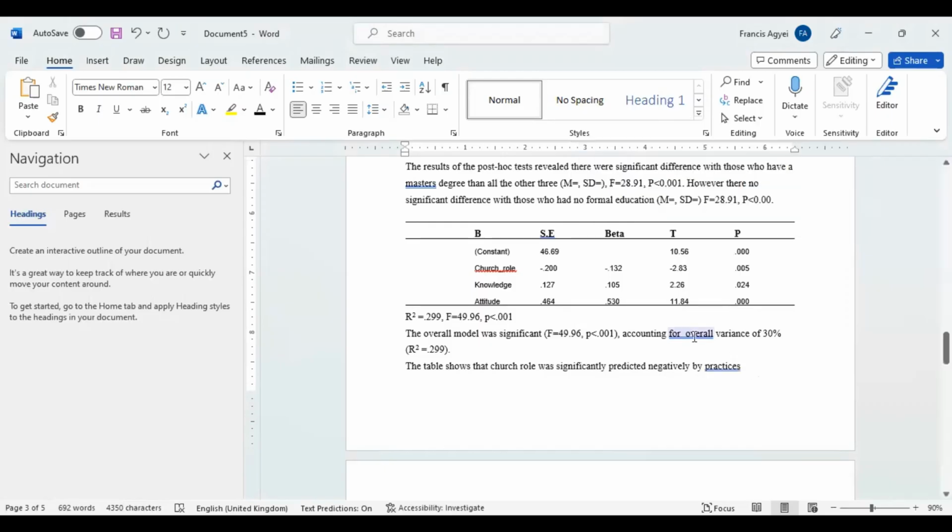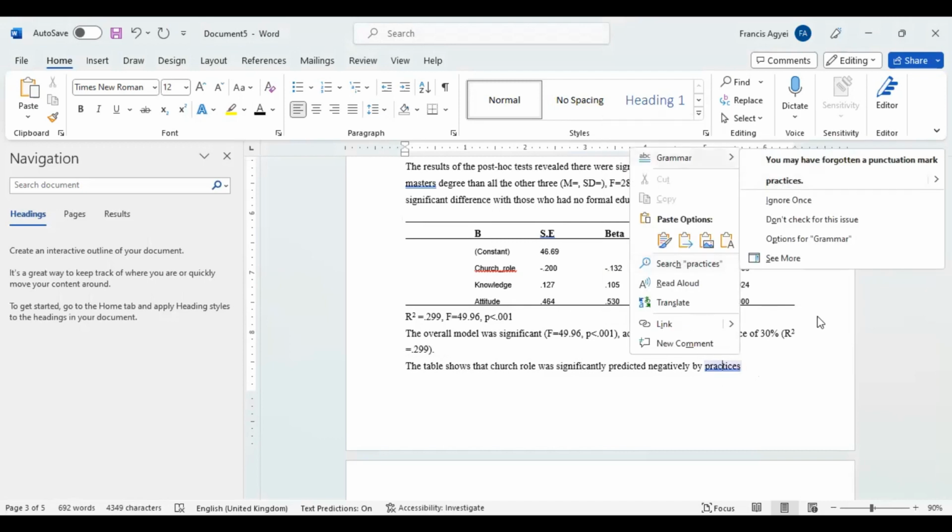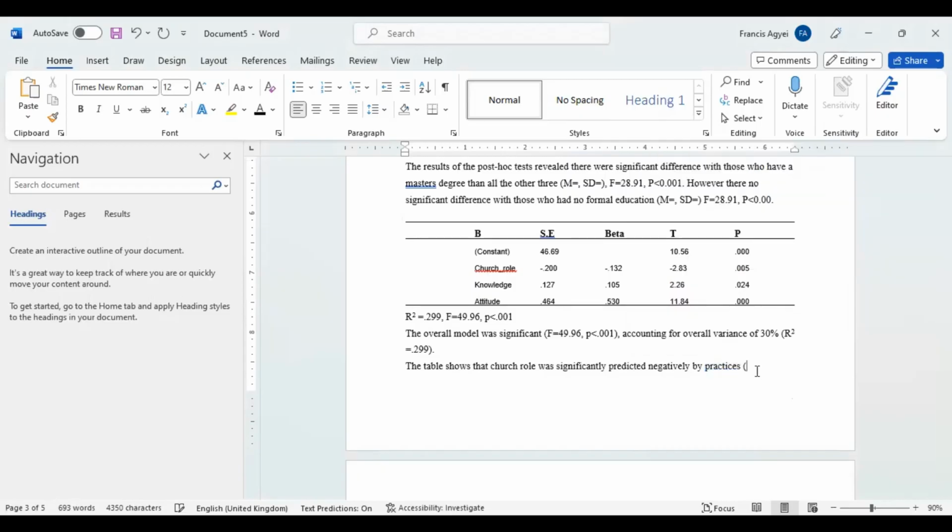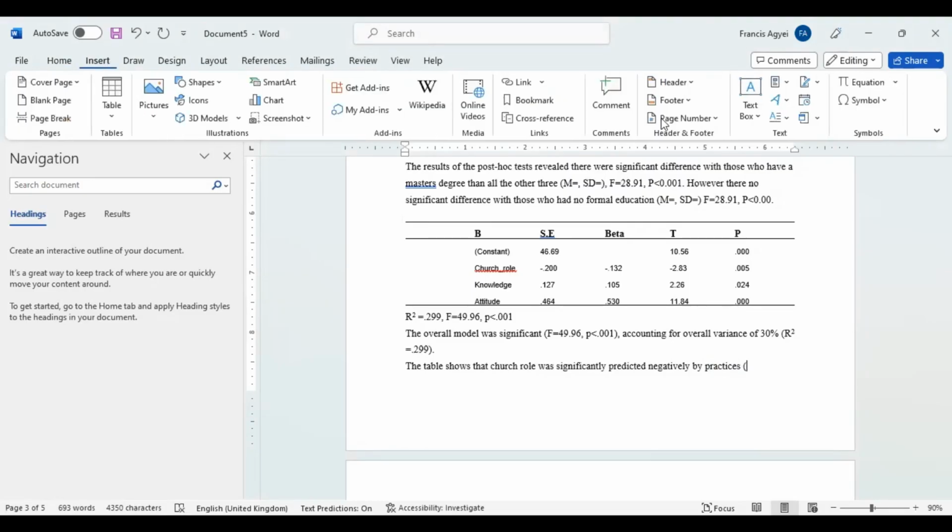So now let's show why it is negative. It is negative because the beta was negative. So let's quote the beta. The sign for beta, let's go to the set symbols. Beta. So the beta is equal to, so you quote the figure for the beta. So negative 132.